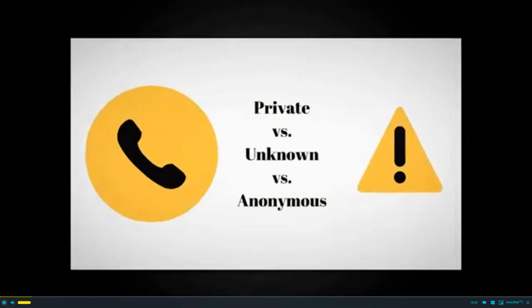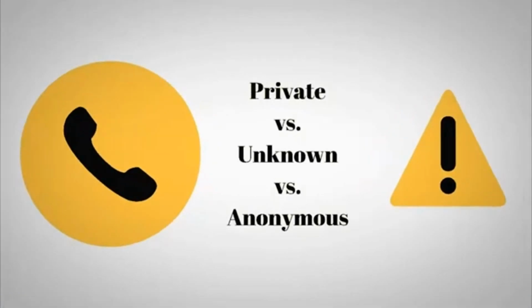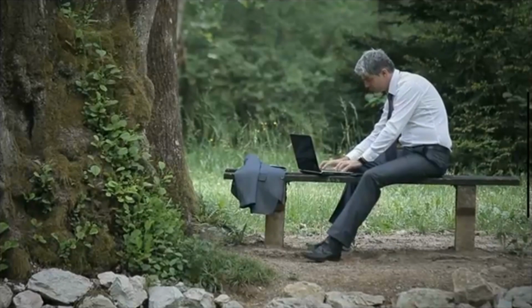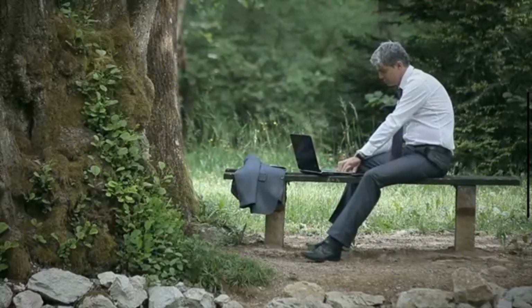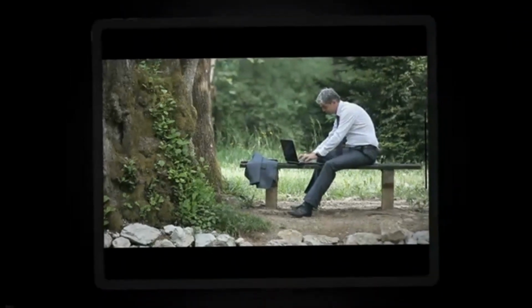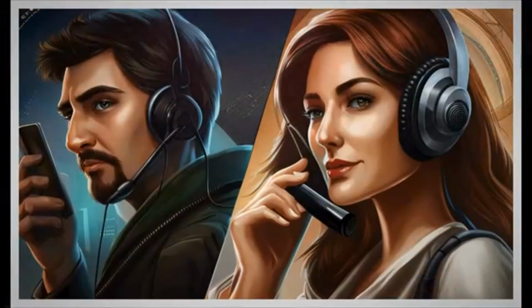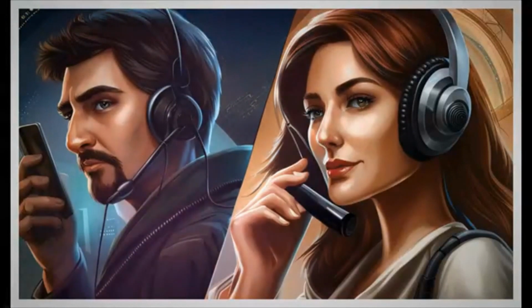Phone calls have become an essential part of our everyday lives, connecting us to friends, family, and businesses. However, with the rise of unknown and unidentified callers, understanding caller identification has become more important than ever. In this article, we will explore 3 common types of caller identification: private caller, unknown caller, and anonymous caller.